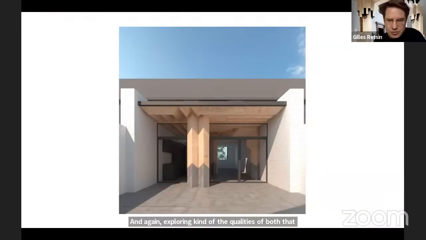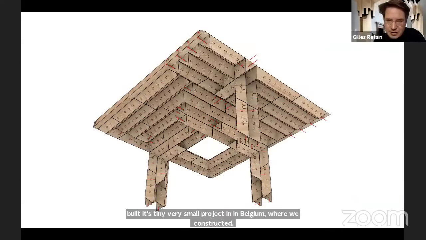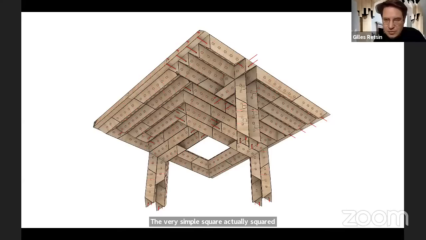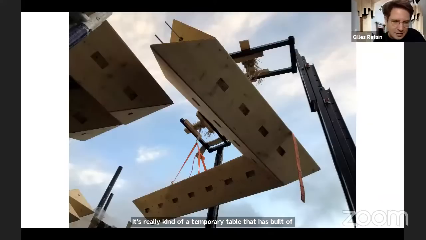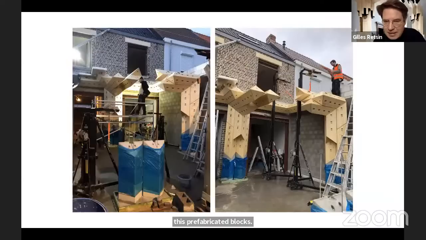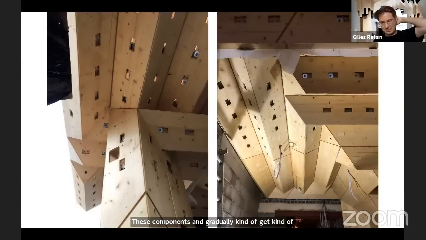And now this is a project that we've just built. It's a very, very small project in Belgium, where we constructed a very simple square, actually a square that rests on 3 feet, on 3 support points between 2 walls. But it's actually not supported by those walls. It's really a timber table that is built of these prefabricated blocks. They're made of a kind of mini CLT material. A very strange building site, where there's literally no craft on the building site. It's literally just clicking together these components and gradually you get a gradually emerging functionality out of those parts. See here the roof.